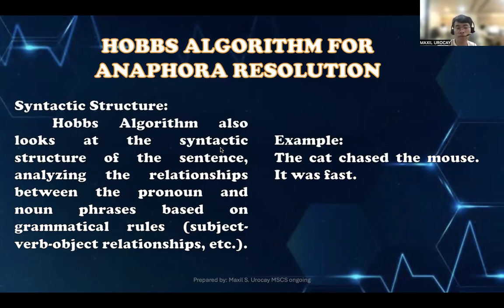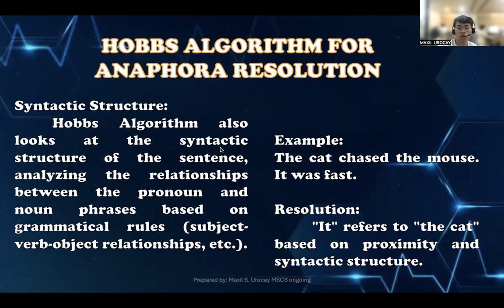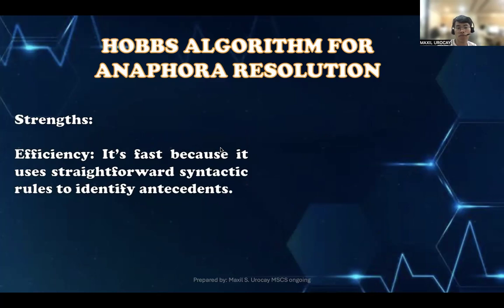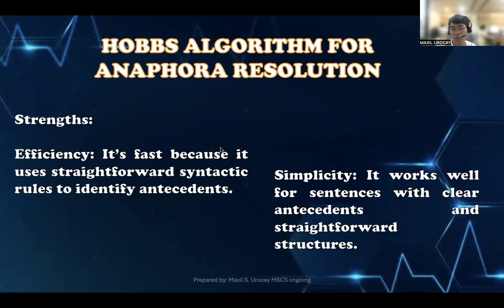So the example here then, the cat chased the mouse. It was fast. So the resolution that we're trying to deal with actually refers to the cat, based on proximity and syntactic structure. And then we also do have the strengths of this algorithm. It is efficient. It's fast because it uses straightforward syntactic rules to identify antecedents. And then simplicity, it works well for sentences with clear antecedents and straightforward structures. So that is really simple.